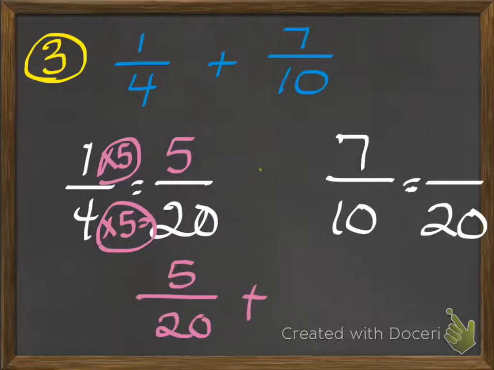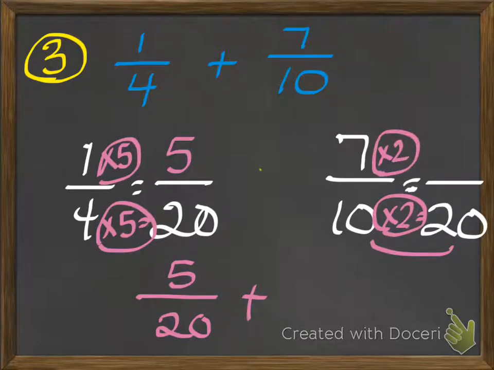Now I've got 7/10, and I'm going to change it to 20ths. To get from 10 to 20, I have to multiply times 2. 10 times 2 equals 20. So you have to know your multiplication in order to do this. Whatever I do to the bottom, I do to the top.